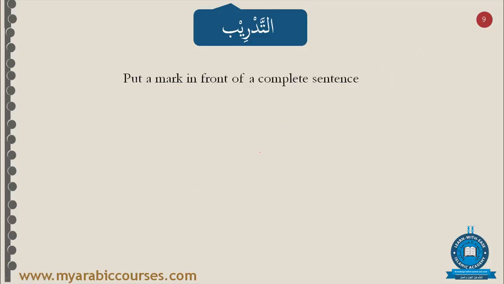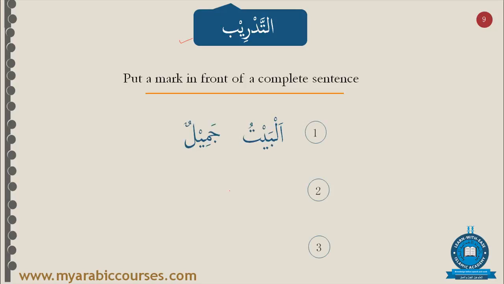So let's have a tadrib, meaning the exercise. Put a mark in front of a complete sentence. Let's analyze together the sentences that are complete and the ones that are not complete. The first one is al-baytu jamil, the house is beautiful. This sentence has a complete sense. The next example is ma'al ustad, with the teacher.